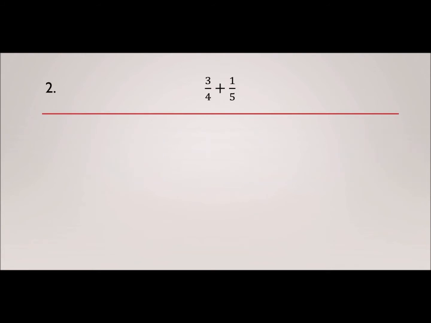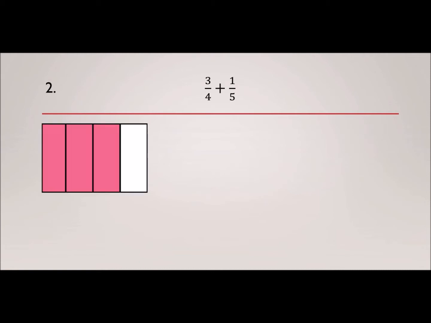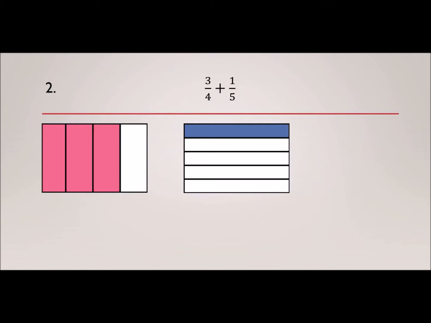So I have 3/4 plus 1/5. On the first box, I'm going to have a whole of 4, so I have 4 boxes, but of the 4 boxes, 3 are shaded because the numerator up here says 3. So I have 3 boxes shaded out of the 4, and the same thing for the next one. I'm going to have a whole of 5, but of the 5 boxes, only 1 is shaded, so it looks something like this.